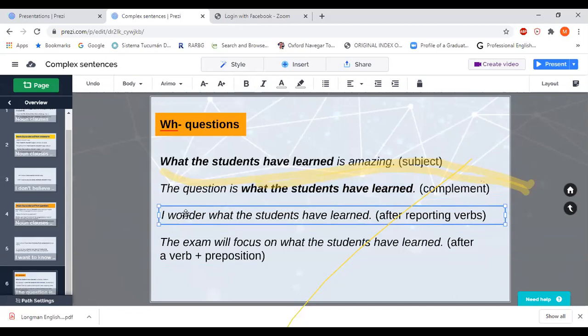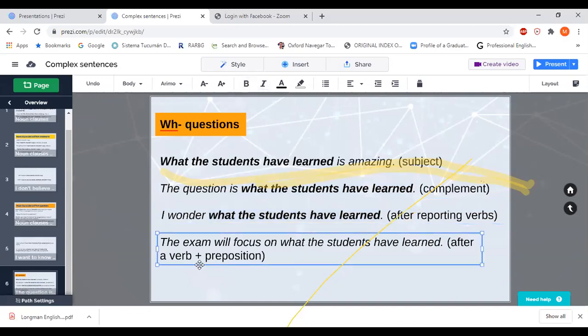We can also have noun clauses after reporting verbs, like I wonder what the students have learned. In this case, the noun clause is the same, okay? What the students have learned. And we can also have these noun clauses after a verb plus a preposition, like in this example. The exam will focus on what the students have learned.